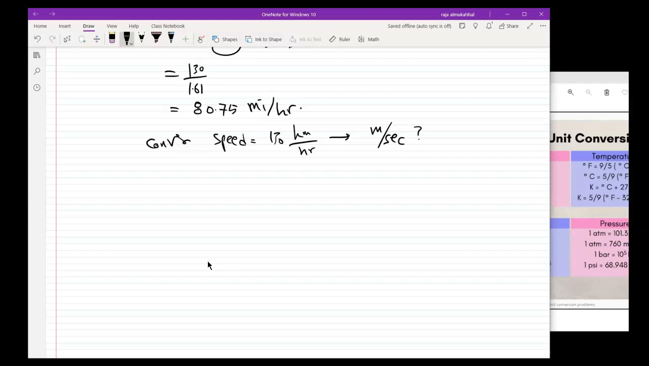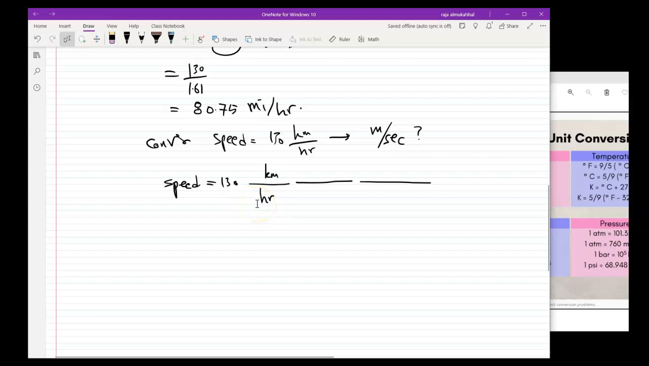Well, in this case, as you can see, I am converting 2 units. The hour into seconds, and the kilometers into meters. So I'm going to write it down like this. Speed is equal to 130 kilometers per hour, like that. And then because I'm converting 2 units, I'm going to put 2 bars, okay? 1 bar for converting the kilometers into meters, and the other bar is for converting the hour into seconds.